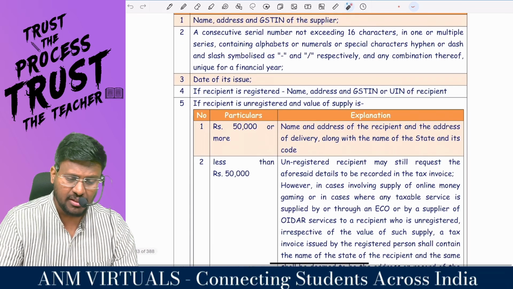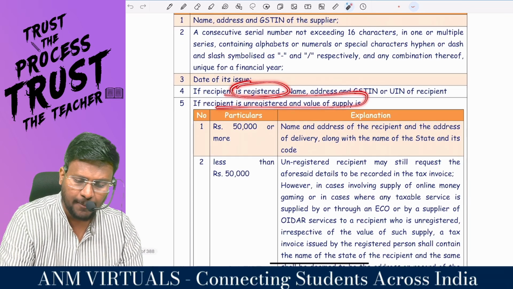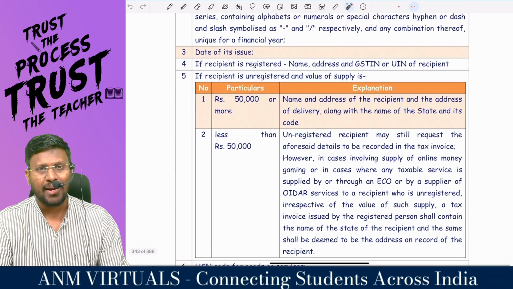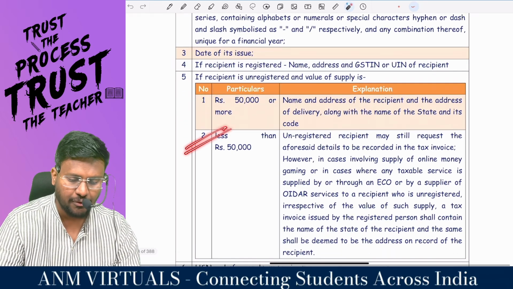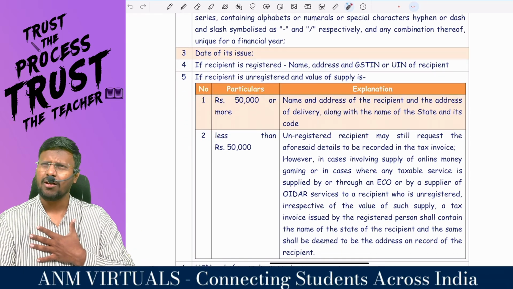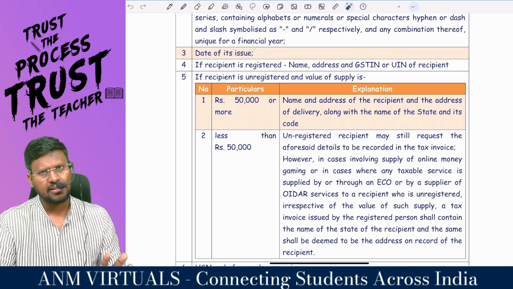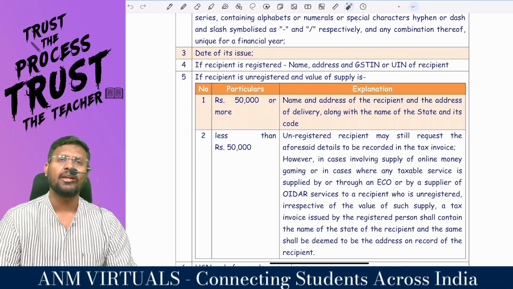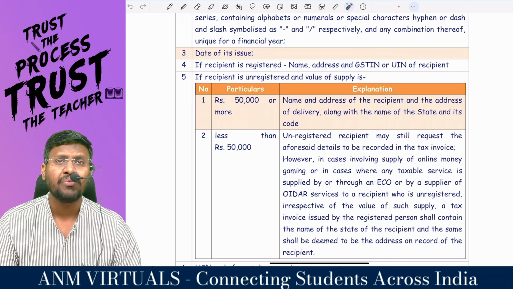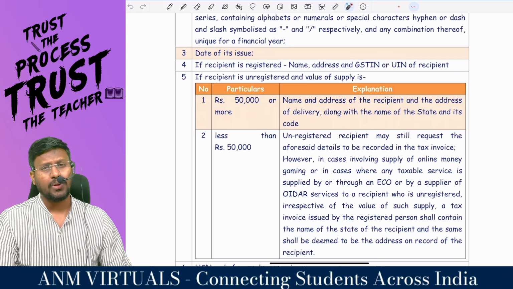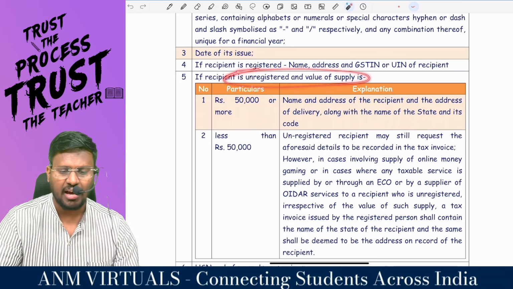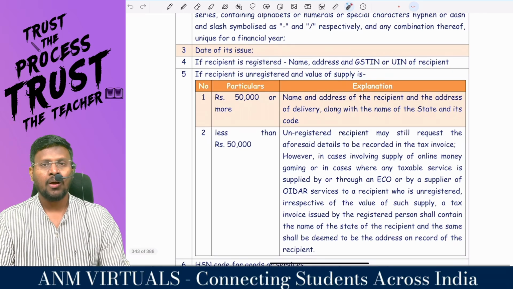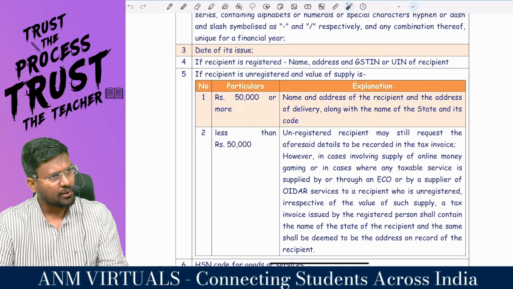Assume that the recipient is not a registered person, is an unregistered person, and value of supply. You have to check whether it is more than 50,000 or less than 50,000. So I am the supplier. First you have to give the supplier details. Once you provide the supplier details, my dear lovable students, next you have to give the recipient details. If the recipient is unregistered and the value of supply is more than 50,000 or less than 50,000.